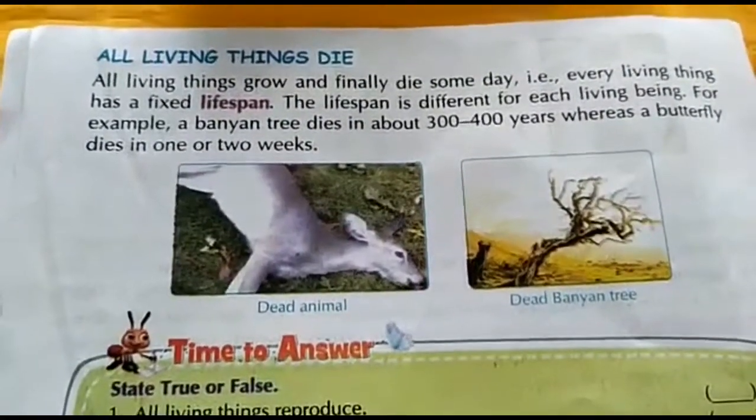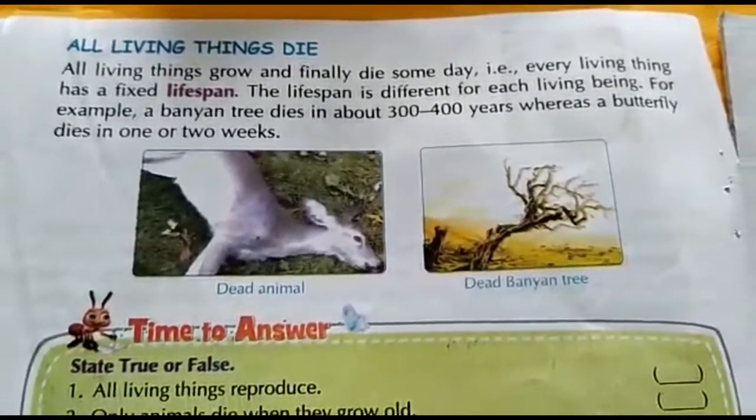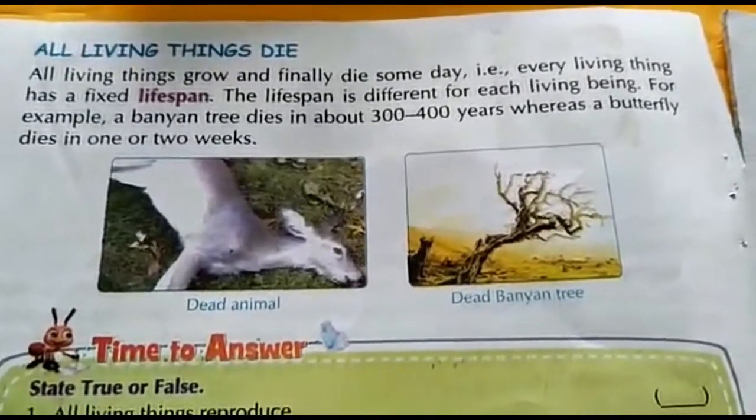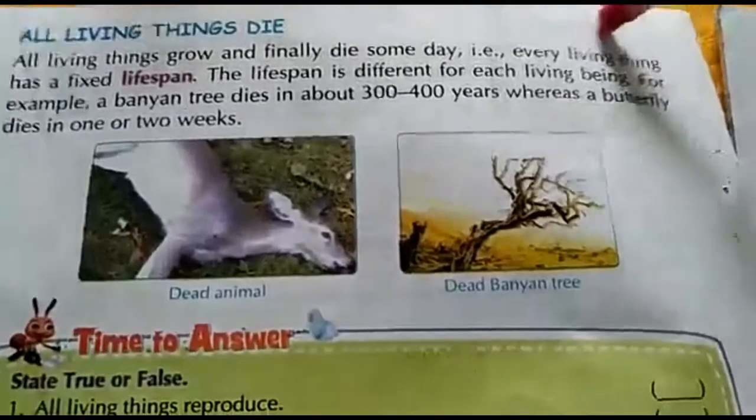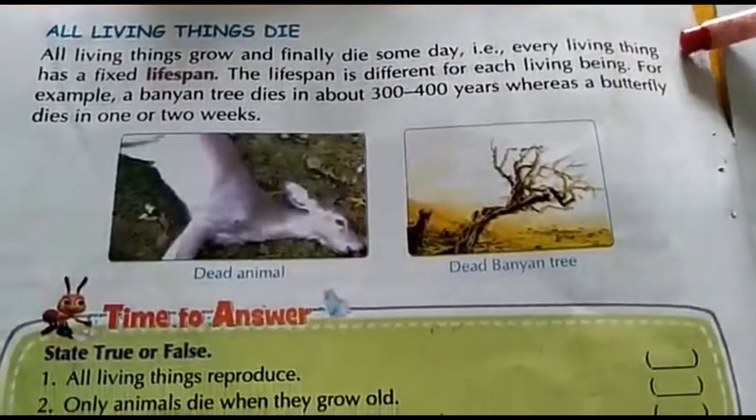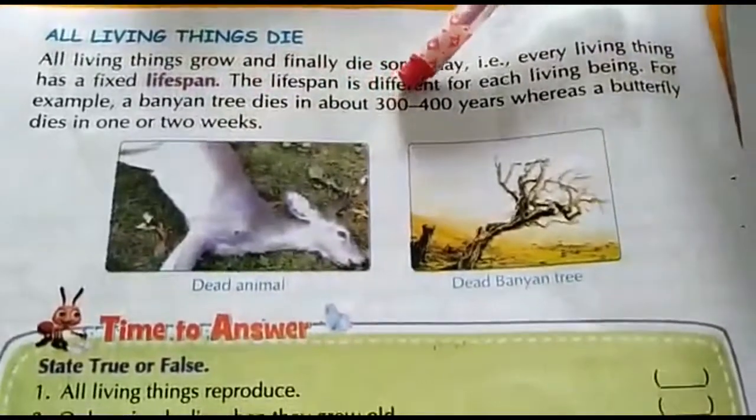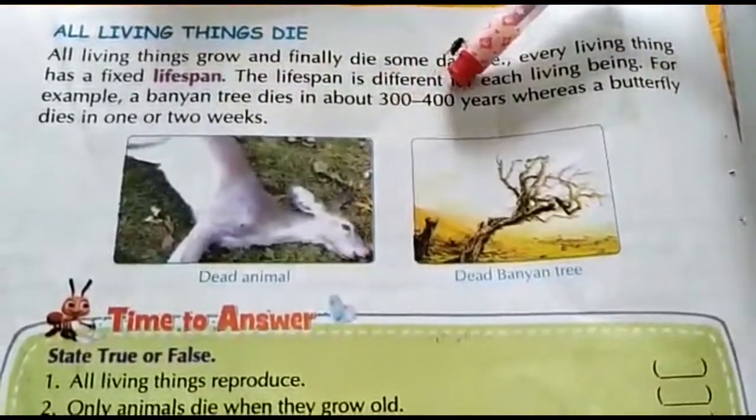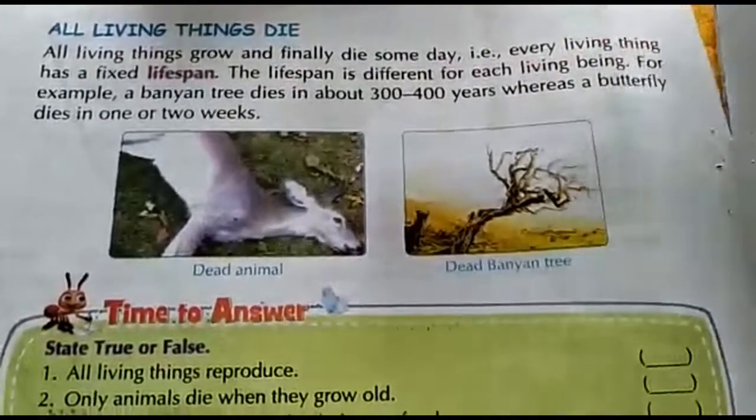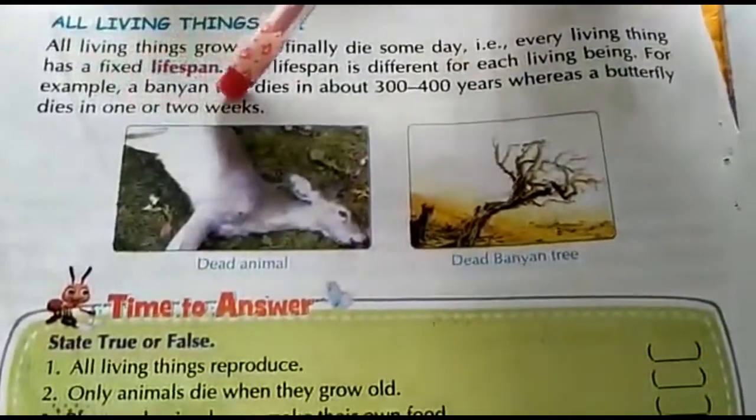Every living thing has a fixed lifespan. The lifespan is different for each living being. For example, a banyan tree dies in about 300 to 400 years, whereas a butterfly dies in 1 or 2 weeks.